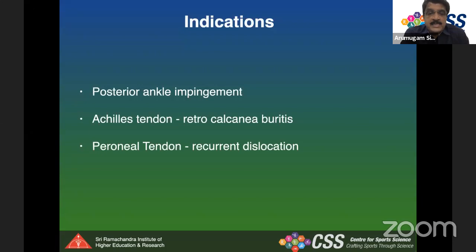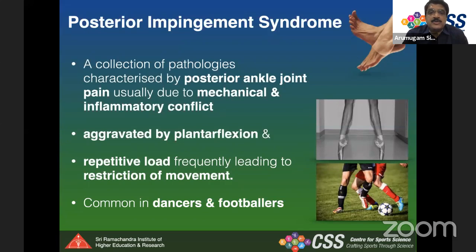Another important group of pathologies is posterior impingement syndrome. It's a collection of pathologies characterized by posterior ankle joint pain, usually due to mechanical and inflammatory conflict, aggravated by plantar flexion and repetitive load, frequently leading to restriction of movement. It is more common in dancers and footballers.